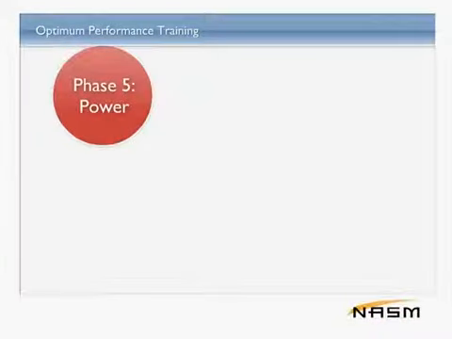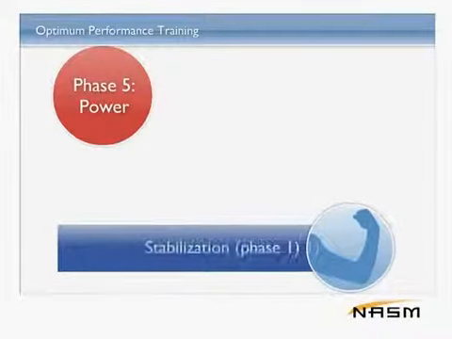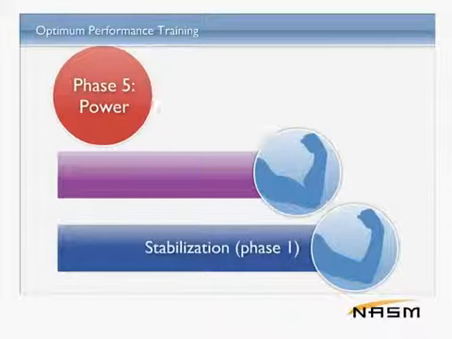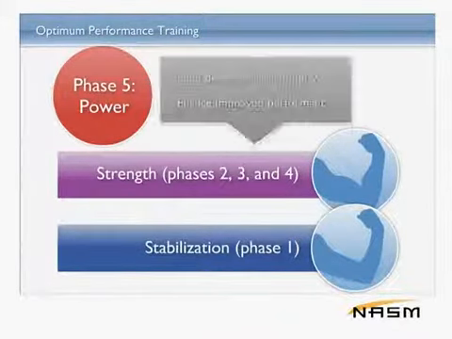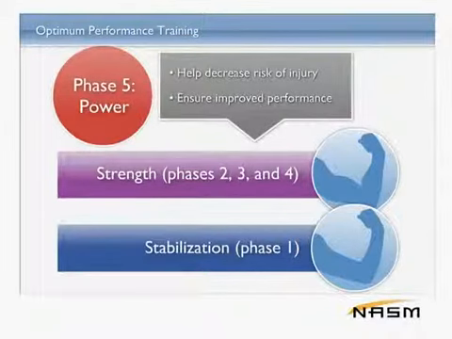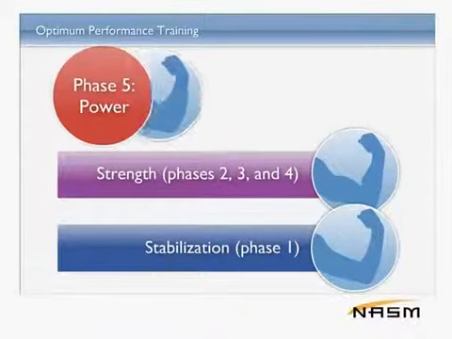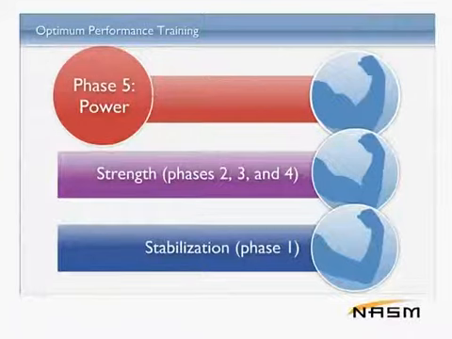One would not enter into this level of training until they have developed proper amounts of stabilization, Phase 1, and strength, Phases 2, 3, and 4. This will help decrease the risk of injury while ensuring improvements in performance. The power level of the model will be discussed further in the program design lesson of the course.